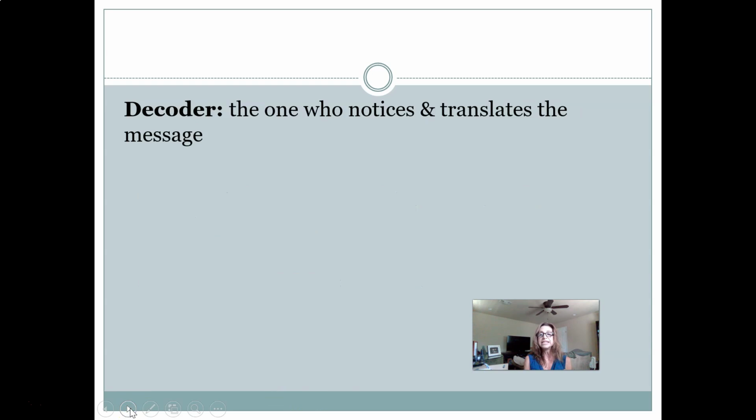Okay, then we have the decoder. And it doesn't say on this PowerPoint, but it should say the decoder is the same one as the receiver. So you have an encoder, who is the sender, who sends a message to the decoder, who is also the receiver, which is the same thing. And this is the person who notices and translates your message, whether your message is a verbal message or a nonverbal message. They notice and translate the message.